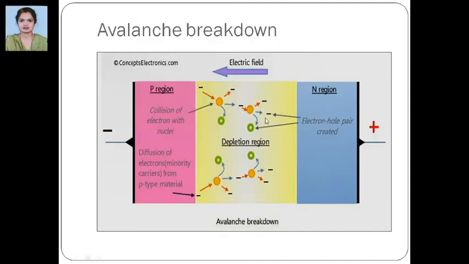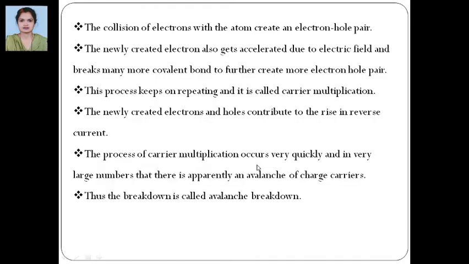If you see this diagram, you can see here the electron collides with this particle, this nucleus, forms new electrons and then an electron-hole pair is formed. This newly generated electron again collides with the next atom, forms again new electrons, and whichever electrons are formed combine with the holes to create electron-hole pairs. Likewise, many more electron-hole pairs are created. This process keeps on repeating and this is called carrier multiplication.